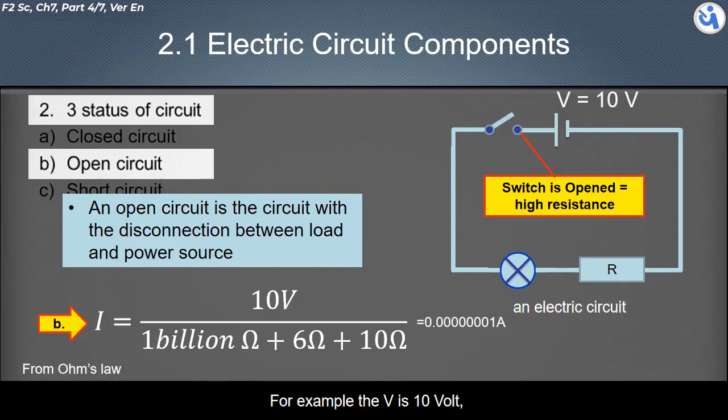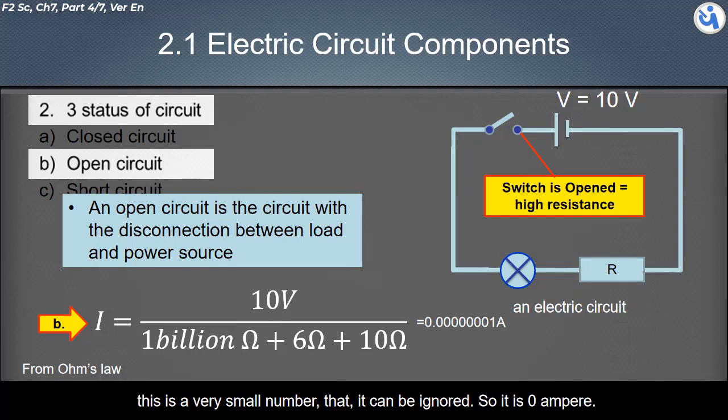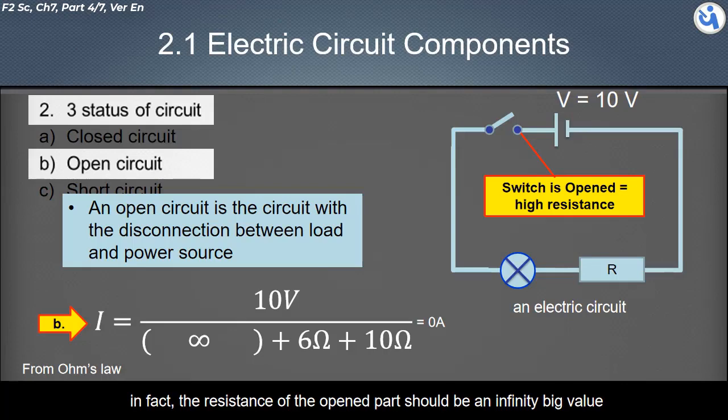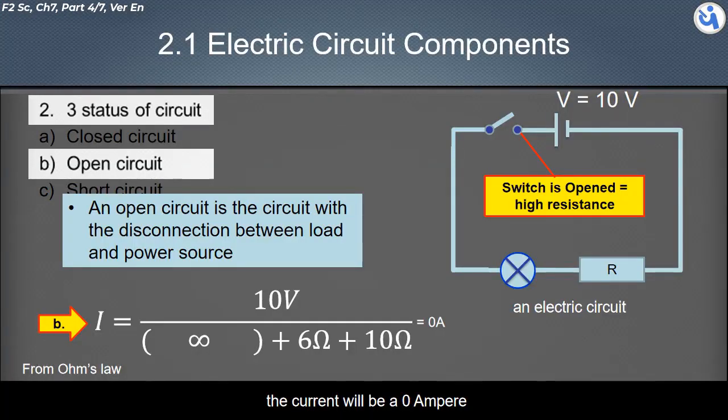For example, the V is 10 volts. The opening area is 1 billion ohms. The light bulb is 6 ohms, and the resistor is 10 ohms. Based on the calculation, the current is equal to 0.00000001 ampere. This is a very small number that it can be ignored. So it is 0 ampere. In fact, the resistance of the opened part should be an infinitely big value. So, the current will be 0 ampere.